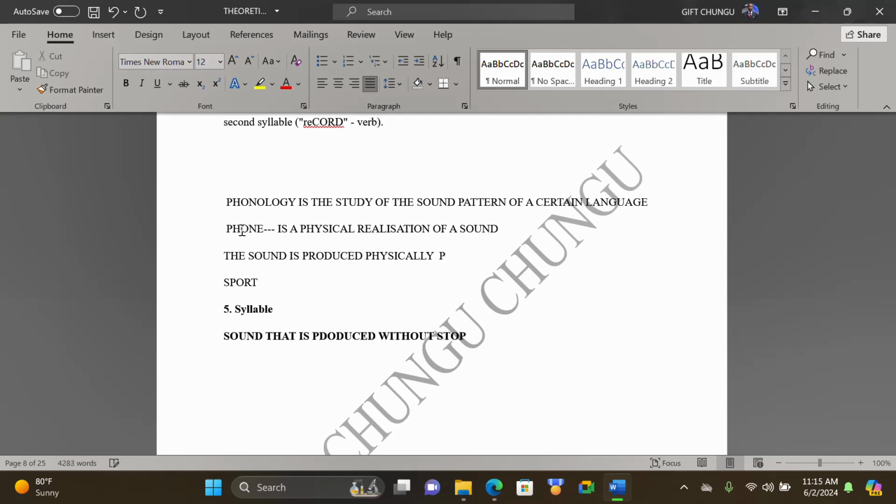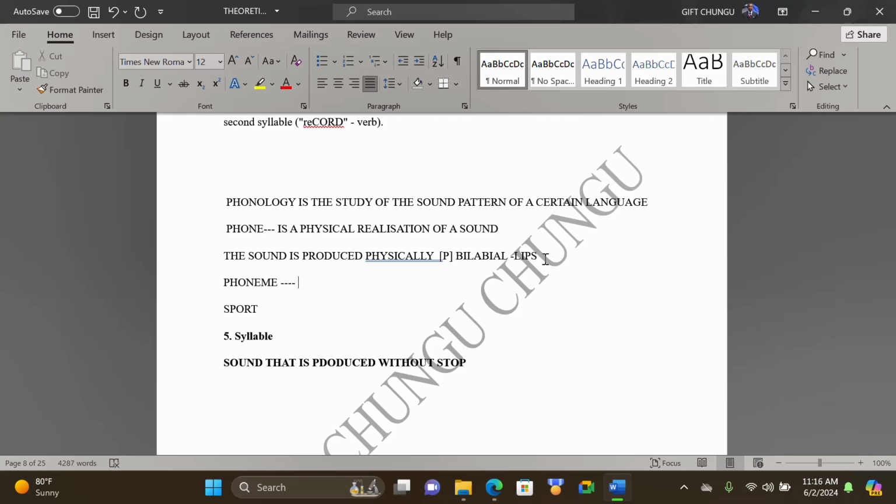a phone is written like this. We have that, and also this. So when we try to look at this sound, this is a bilabial sound. And we are saying bilabial sound because bi means two. Two lips are involved, meaning you say, so that is what we are looking at. So meaning we are saying it is a physical realization of a sound because this sound is physically realized or physically produced. That is why we are saying a phone is a physical realization of a sound.